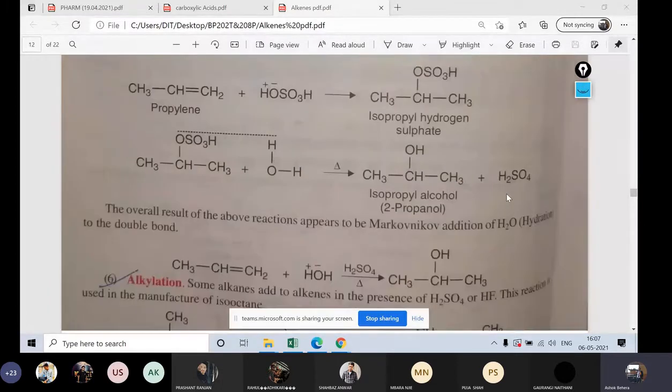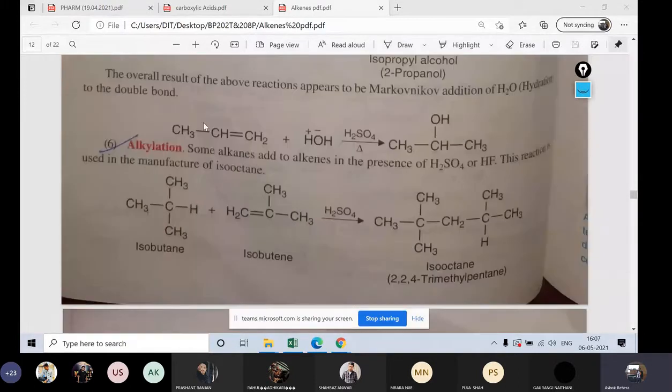Okay, so please read these things. Then next is your alkylation. This is also one kind of addition. So you can see.